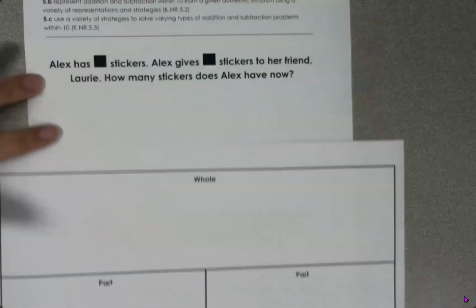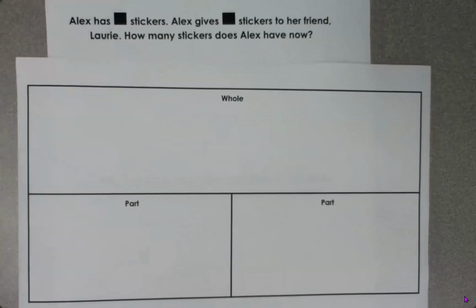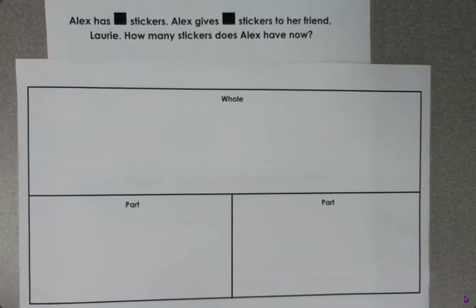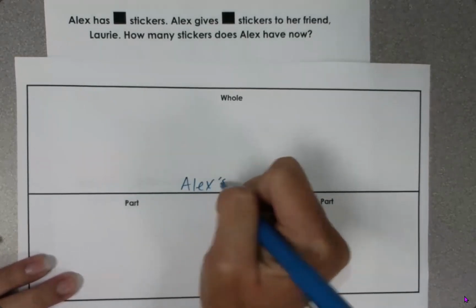So if I think about that using a part whole organizer, I'm just going to label these parts because I don't have the numbers yet. But because she's giving some away to her friend, right? And I know how many she's starting with, which is my whole. I know that I'm going to be separating the part from the whole. So I know that she begins with some amount of stickers. So these are Alex's stickers in the whole.